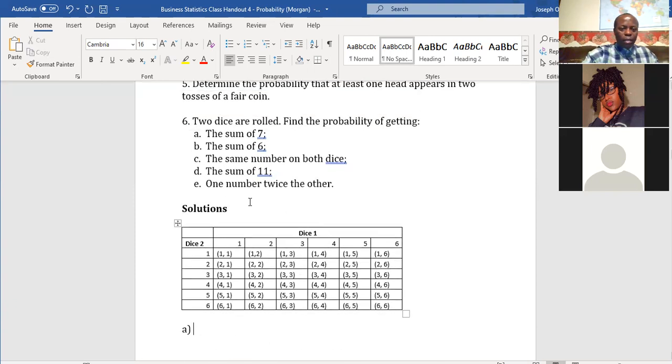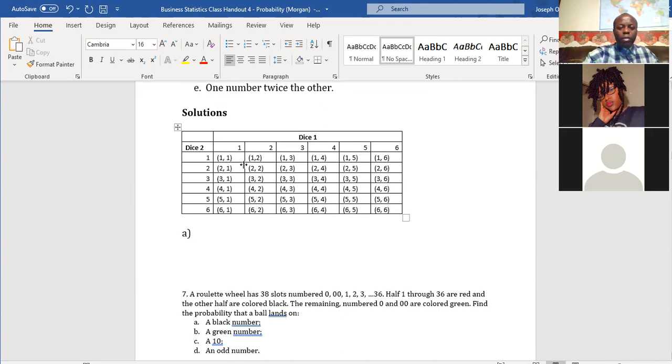So part A says the sum of 7. If you look at this chart, what combinations here give us the sum of 7? If you look at this one, 6, 1. So I'm going to write here sum of 7 equals 6, 1. Then 5, 2. Then 4, 3 also gives us 7. Now 3, 4 also, if you add them, it gives you 7. 2, 5 adds to 7. 1, 6 also gives you 7.